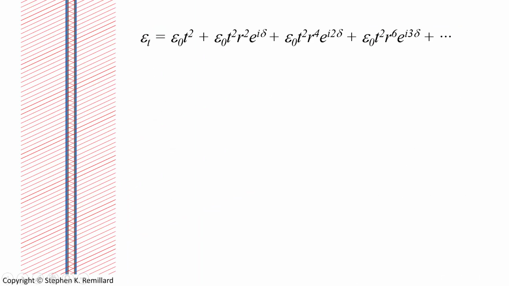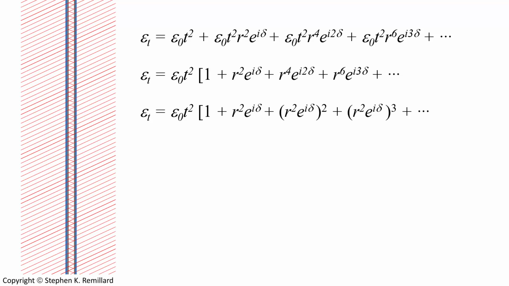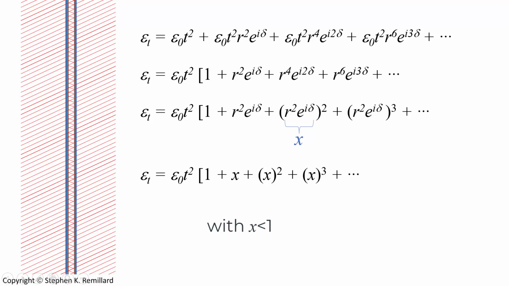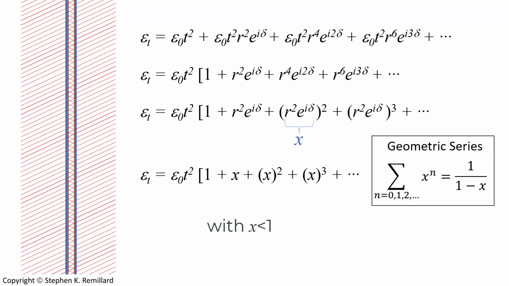Let's take our infinite series of electric field amplitude terms and factor out what's common, and what's common is E0 and T squared. And recognize that each one of these terms is R squared e to the i delta raised to a power, 2, then 3. And now replace R squared e to the i delta just with x. You might immediately recognize this as a geometric series. The expansion of these terms with x less than 1 is 1 divided by 1 minus x. There's a caveat that x is less than 1, but that's not a problem because R is a fraction of reflected electric field.